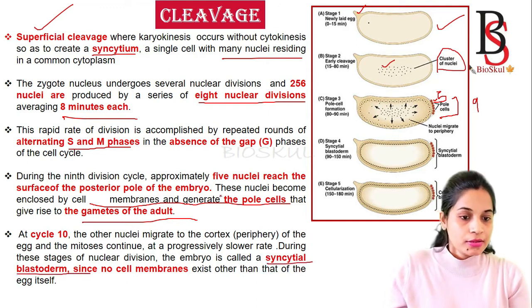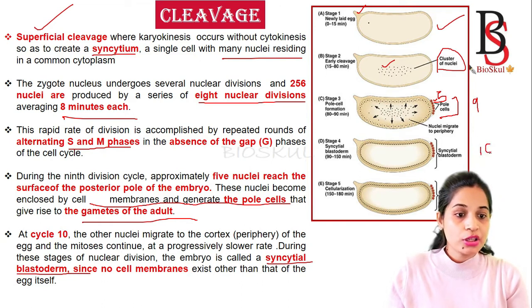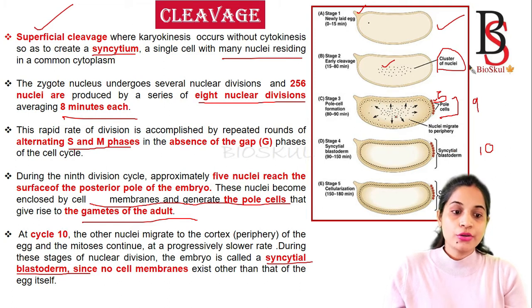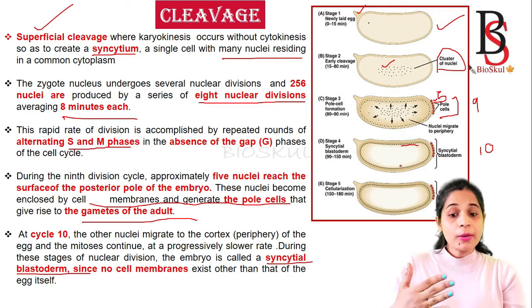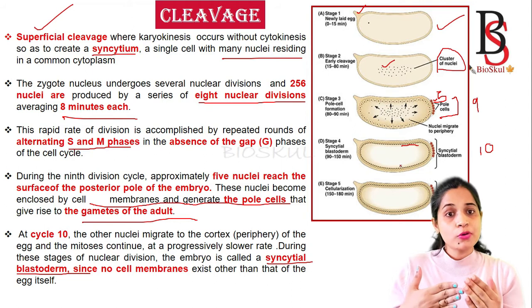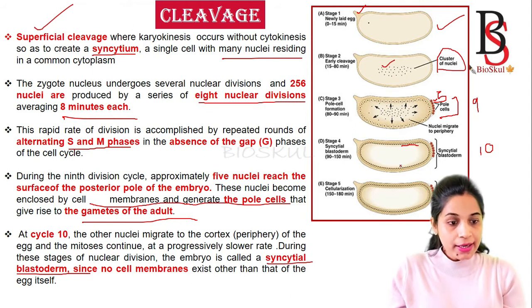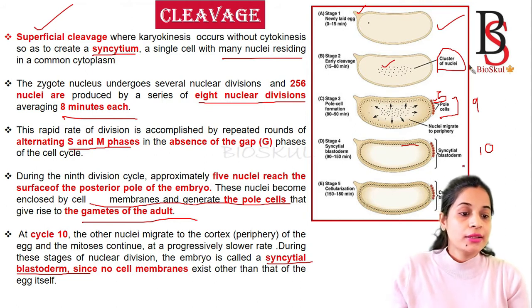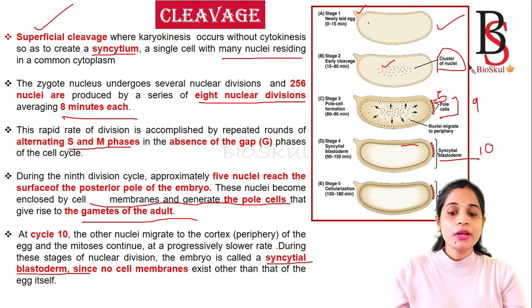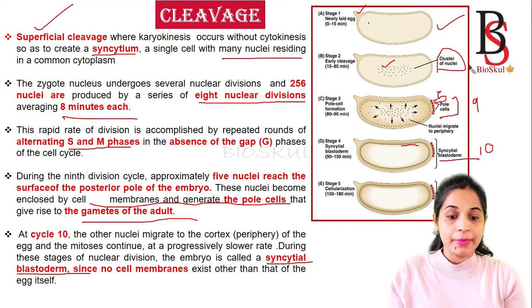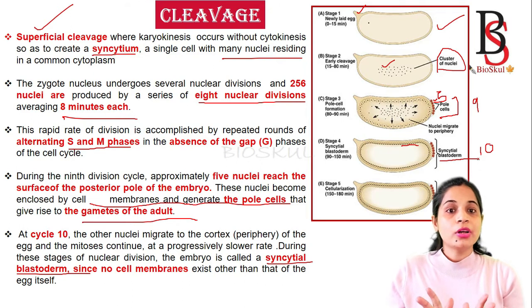So here it is the 10th division. In the 10th division, what happens? The nuclei which are present in the center migrate to the periphery. All the nuclei are present at the periphery, and mitosis continues, but at a comparatively slower rate, and this stage, the 10th division of the cell cycle, is known as the syncytial blastoderm. Why is it known as the syncytial blastoderm? Because no cell membrane exists other than that of the egg itself.